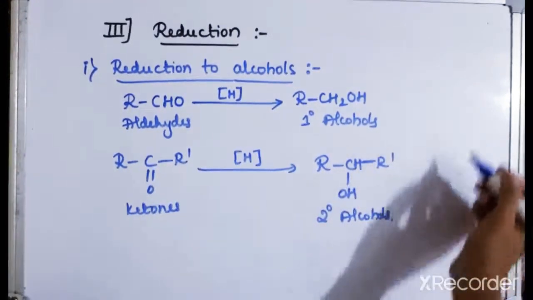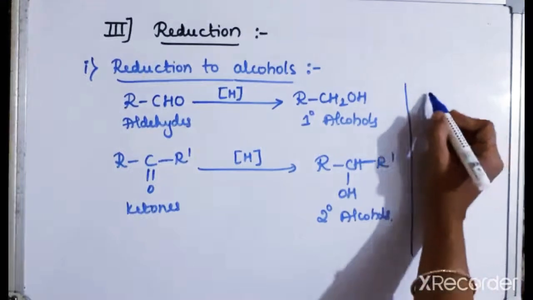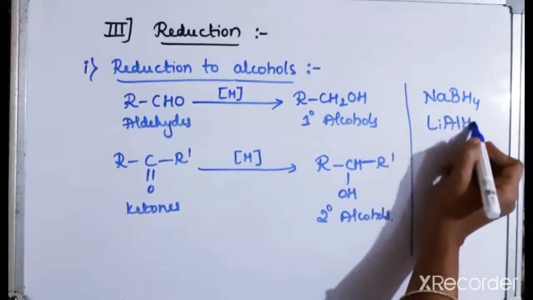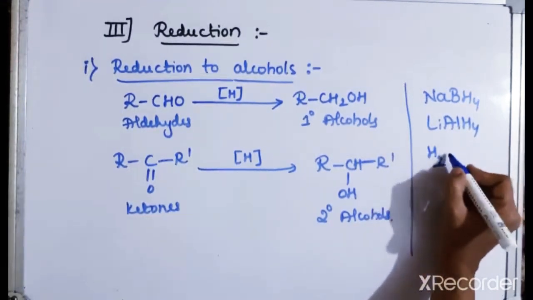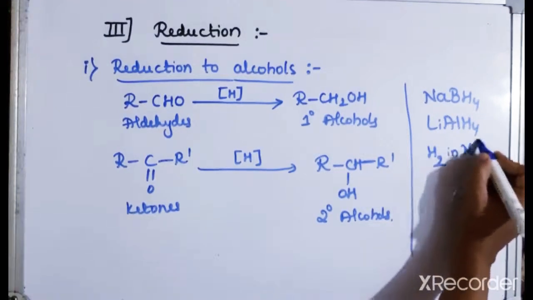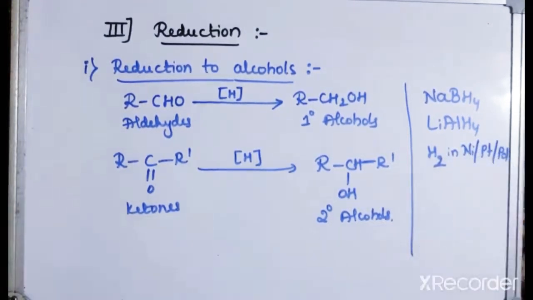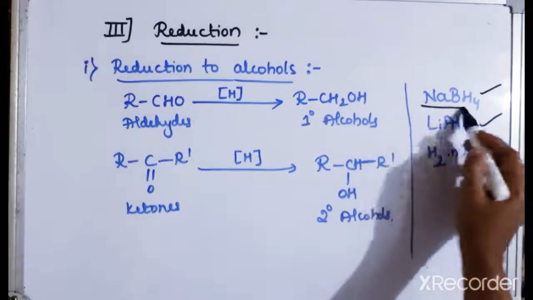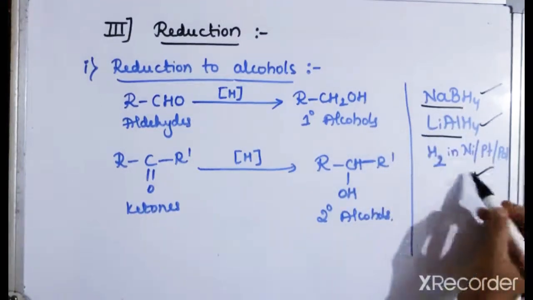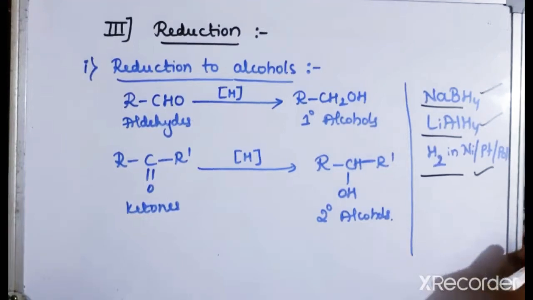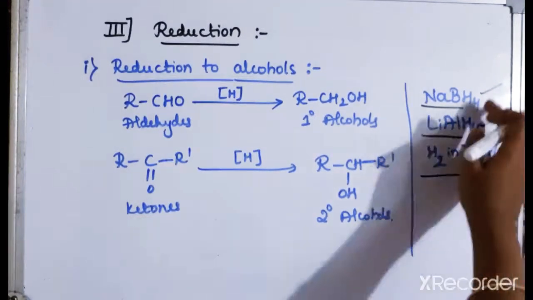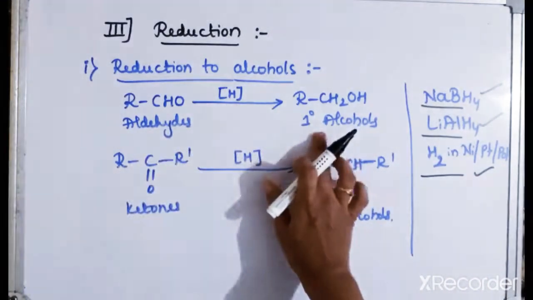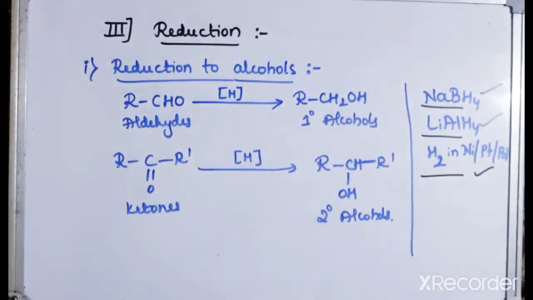And here we can use reducing agents like sodium borohydride, lithium aluminium hydride, or we can do catalytic hydrogenation, that is hydrogen in presence of nickel, platinum or palladium catalyst. So we can use these as reducing agents. Any one of them can be used for the reduction of aldehydes to primary alcohols and ketones to secondary alcohols.